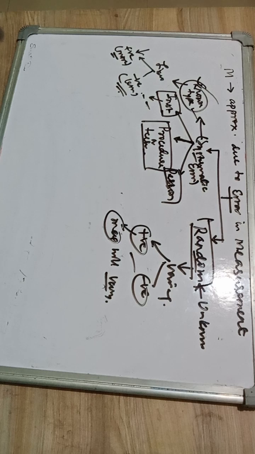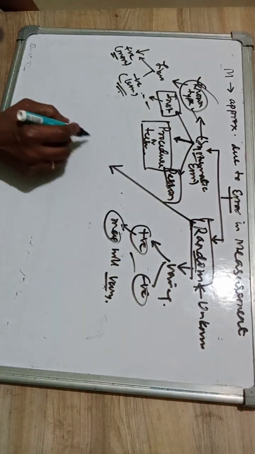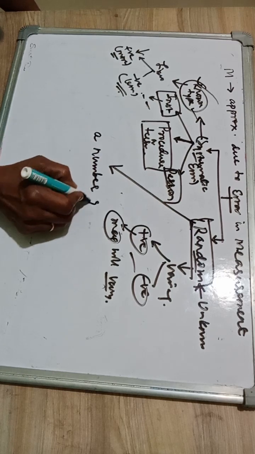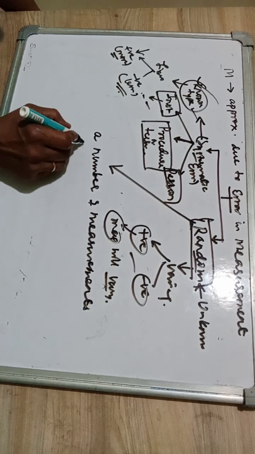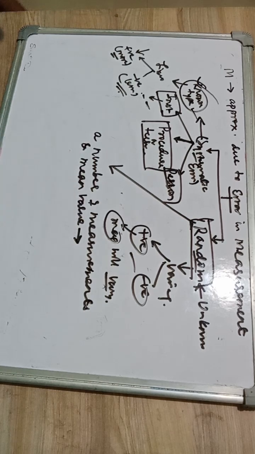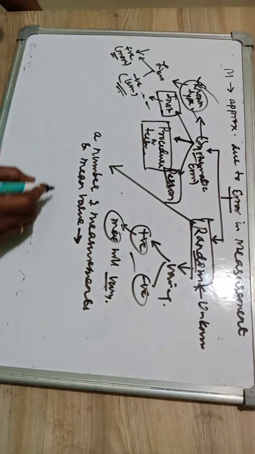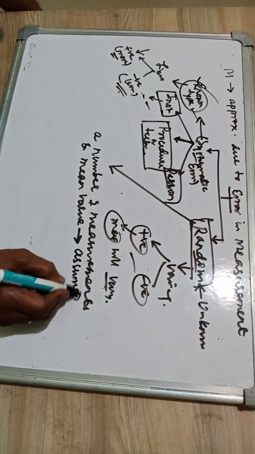And to find out the exact value, we do a number of measurements. We do a number of measurements, and the mean value will be very near to the exact value. Mean value will be very near to the true value, or it will be termed as the assumed true value.